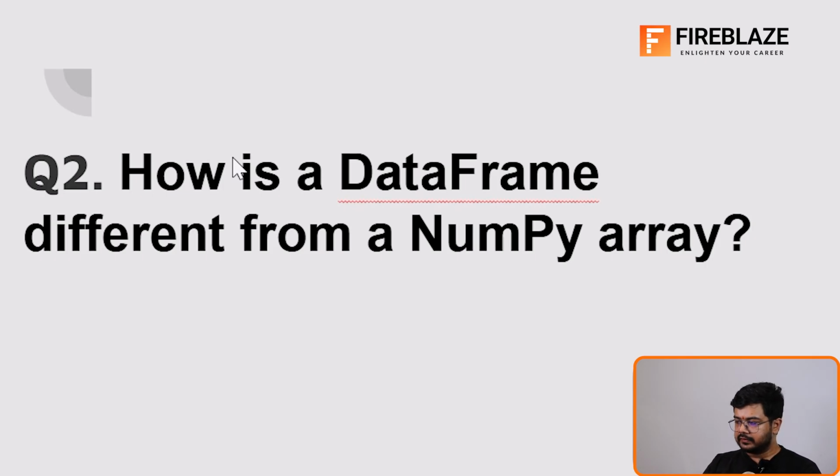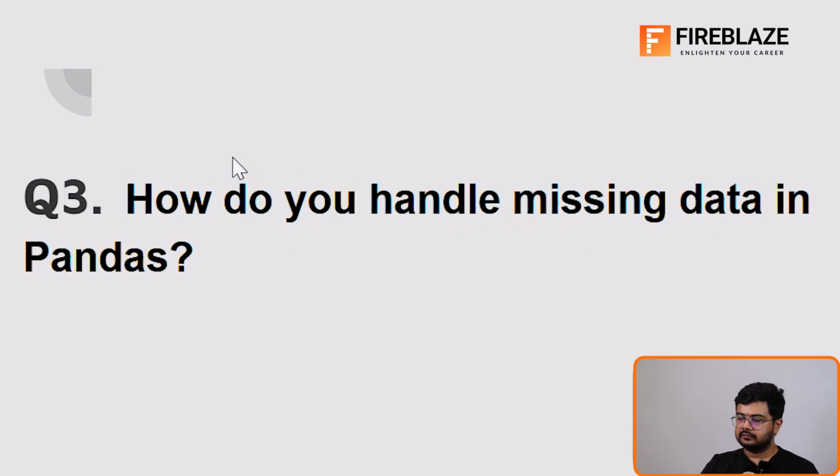Now moving on to the next question, how do you handle missing data in Pandas? Missing data, that means null values, in Pandas can be handled in several ways, but before handling them we need to identify them. To identify them we have two different methods: the .isnull method and the .isna method, which can be used for identifying if we have any null values or missing values in our dataset.